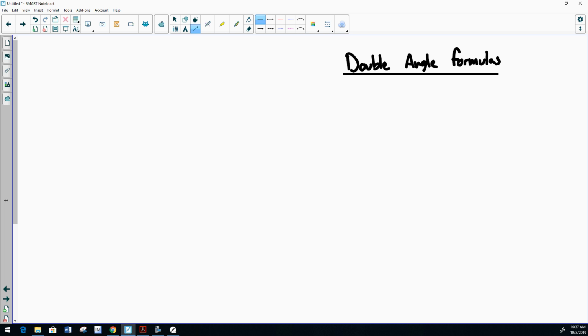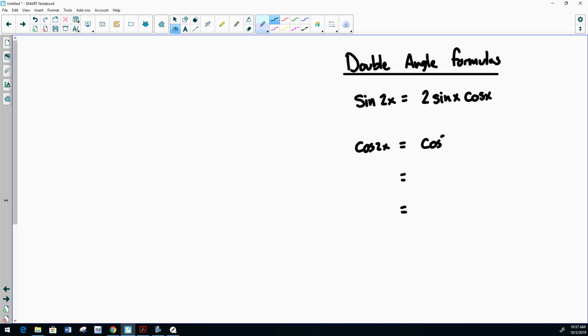Sine 2x is always 2 sine x cosine x. Cosine 2x is the difficult one. That's the one that has 3 different formulas. The first one is cosine squared x minus sine squared x. Then 2 cosine squared x minus 1, and 1 minus 2 sine squared x.